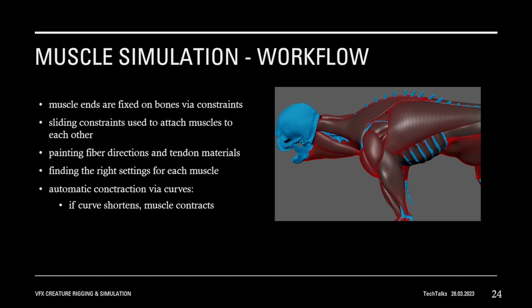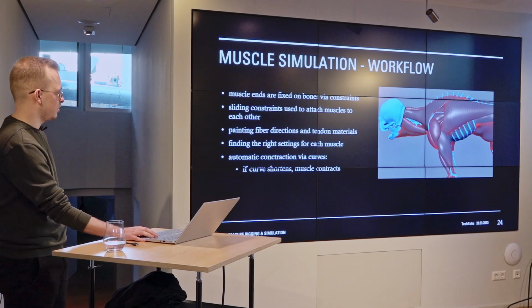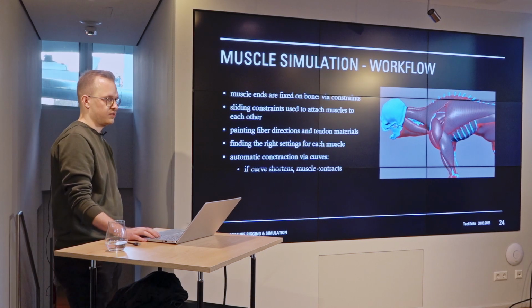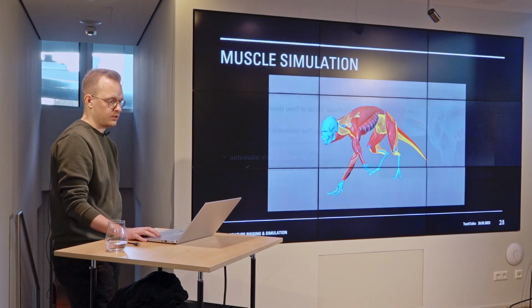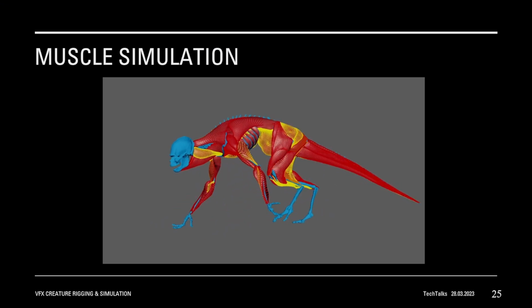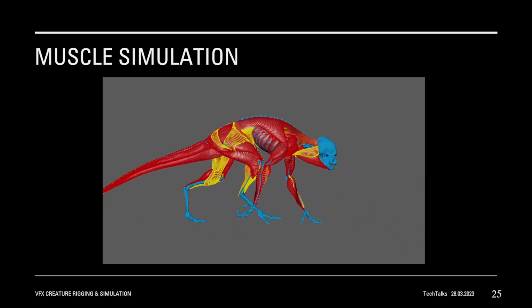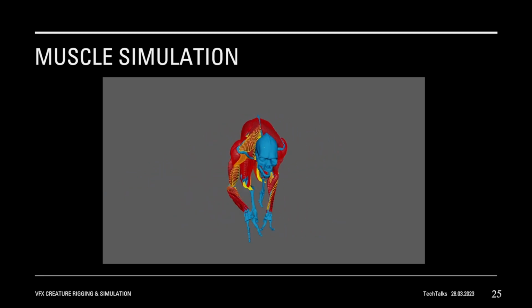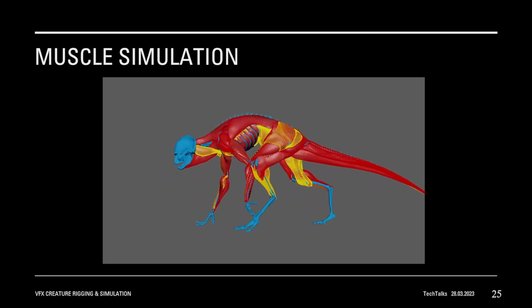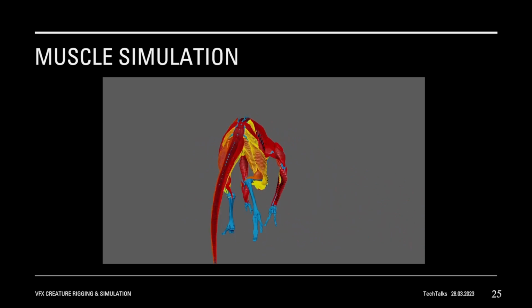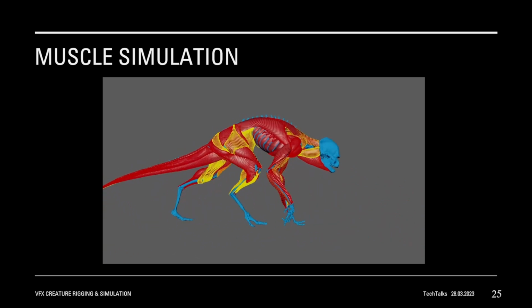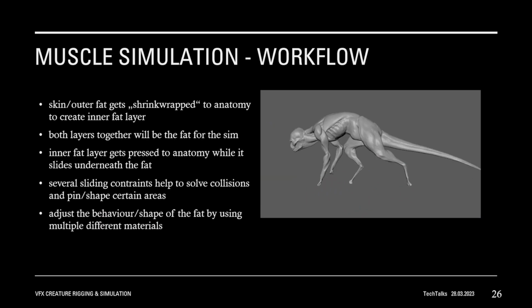And the firing of the muscles is done via curves. If the curve is shortened, then the muscle contracts, as you can see here. Red is no firing, so it's not contracting. Yellow is firing, so contracting. And this made it really easy to have a contraction system.